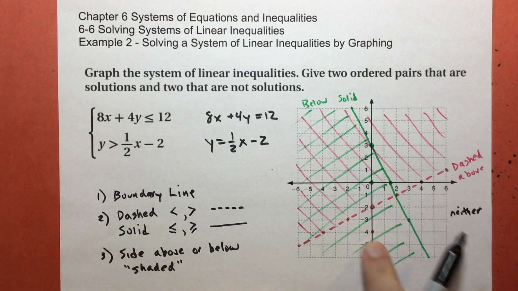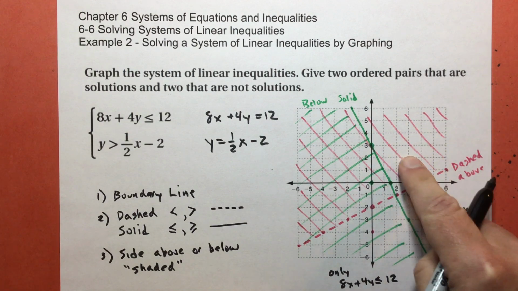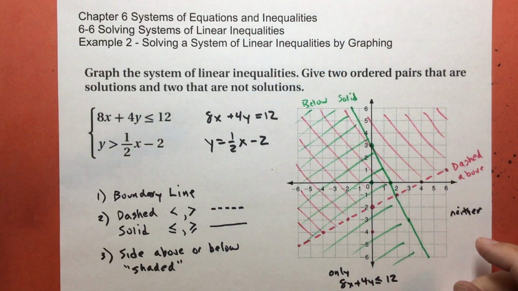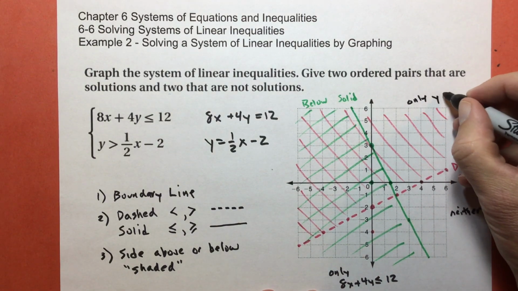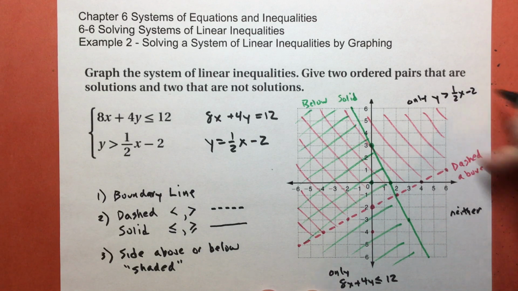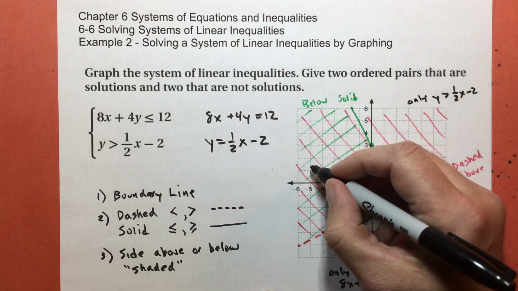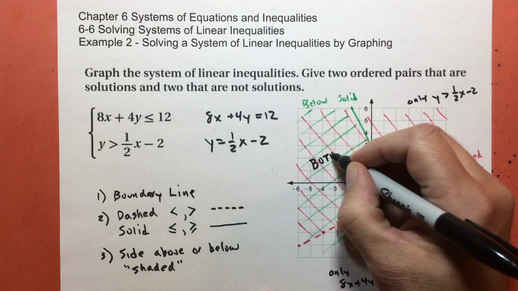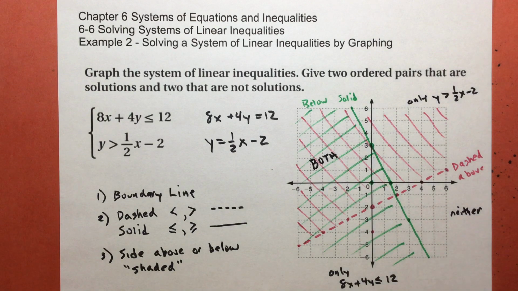In this area right here that I only see the green, this is only 8x plus 4y is less than 12. In this area where I see the red, or I guess it's kind of pink, this is only y is greater than 1/2 x subtract 2. But here's the part that's important. Over here where you see both the red and the green, this is where both of them are true. And this is where the system is true. It's where both of them are true, the overlap.